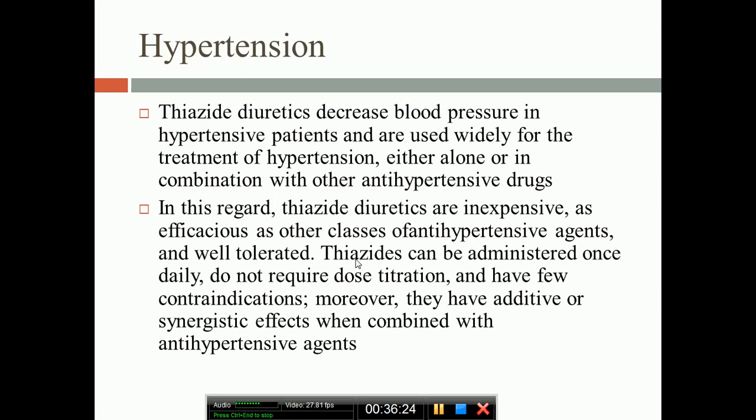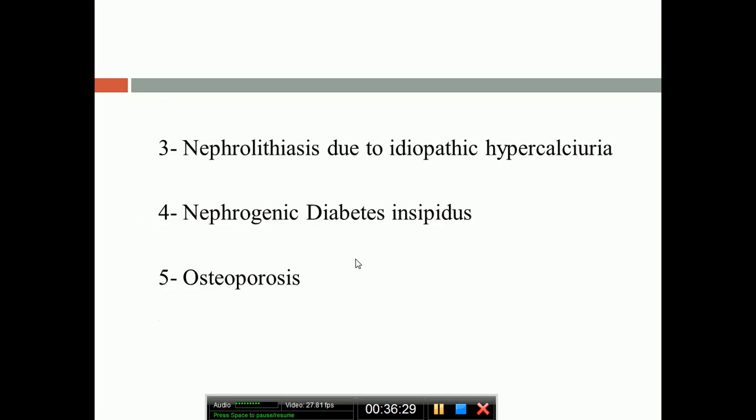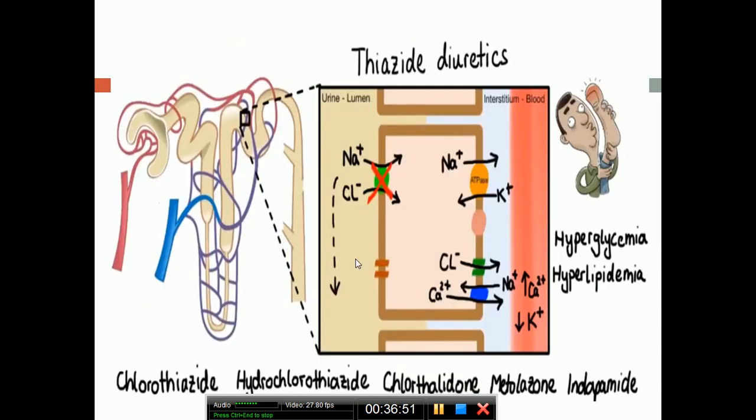Moreover, they have additive or synergistic effects when combined with antihypertensive agents. So other uses are nephrolithiasis due to idiopathic hypercalciuria, nephrogenic diabetes insipidus, and osteoporosis. So why are these used in these indications? This has to do with calcium reabsorption.